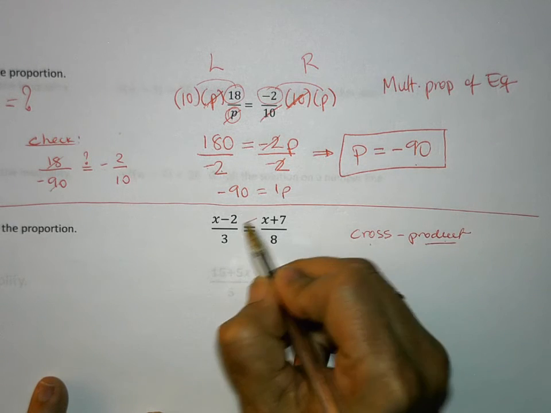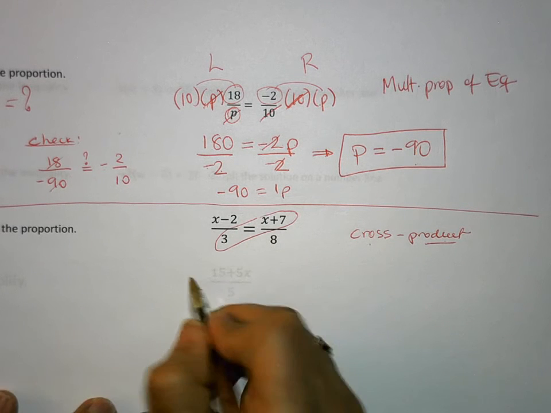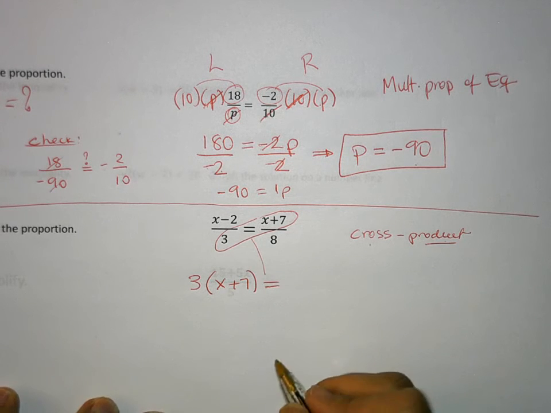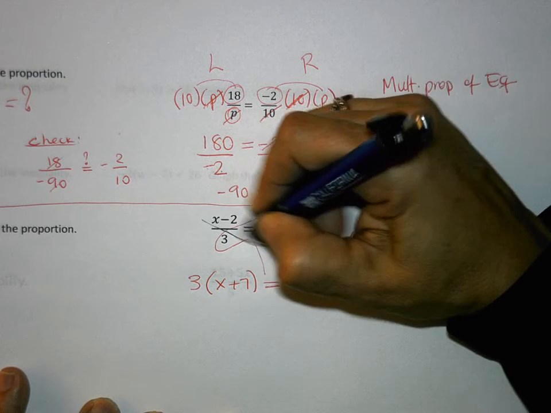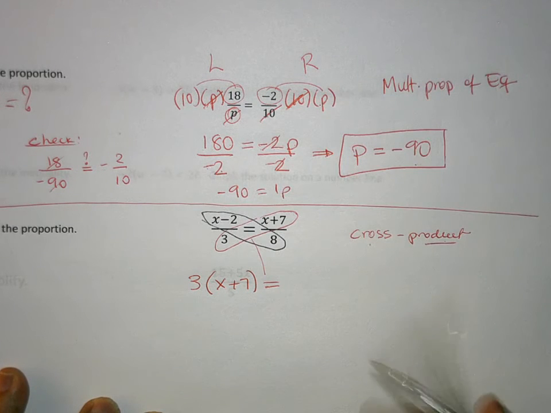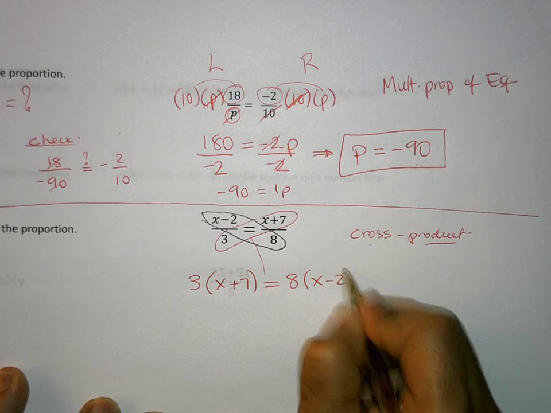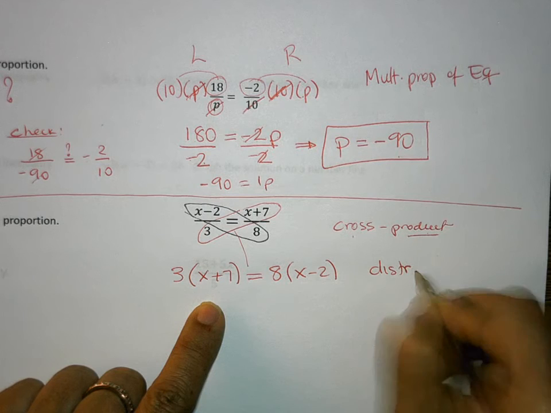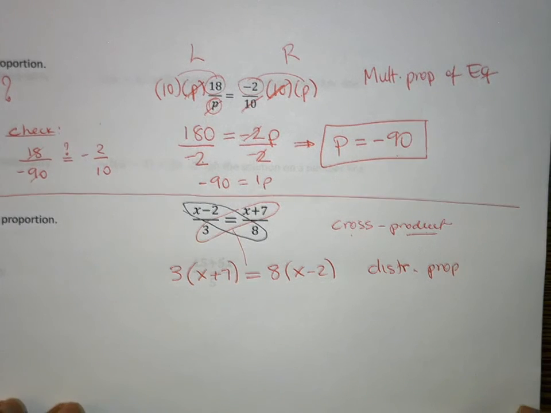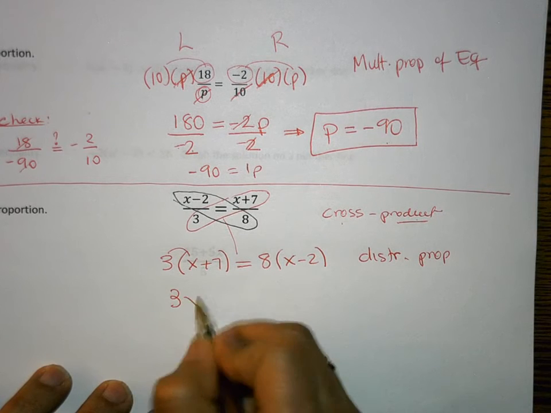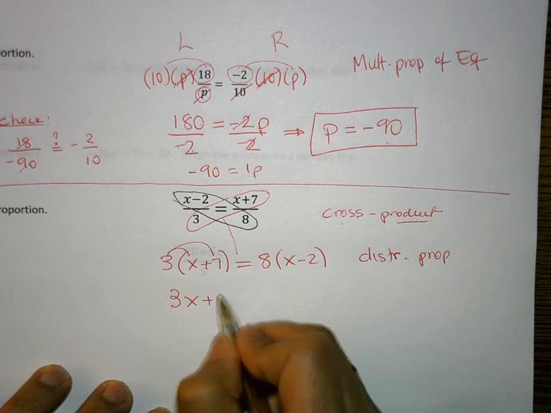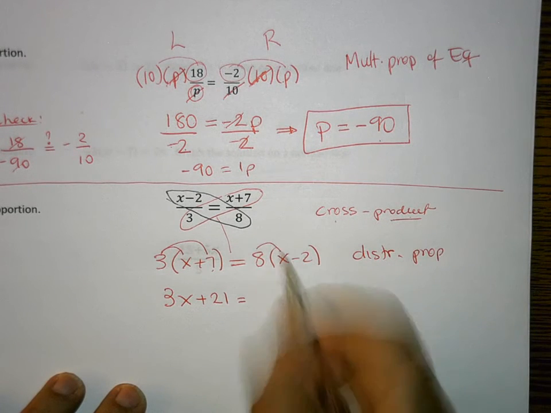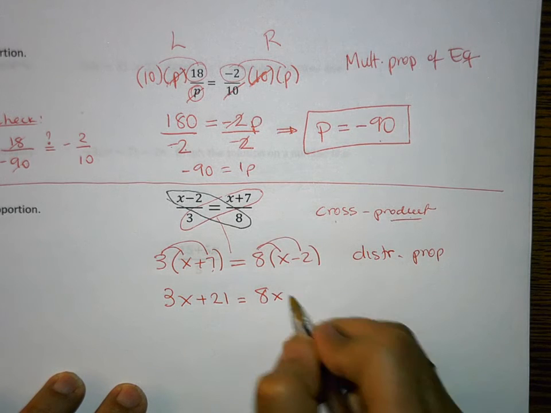So I'm going to cross over here, and I'm going to get 3 times my x plus 7. And I still have my equal sign. And then I'm going to cross diagonally 8 times x minus 2. So 8 times my x minus 2. And then this becomes a distributive property case. So I need to use my distributive property before I can go any further. So 3 times x is 3x, and 3 times 7 is positive 21, because positive times positive, it's positive. And then 8 times x is 8x, and 8 times negative 2 is negative 16.